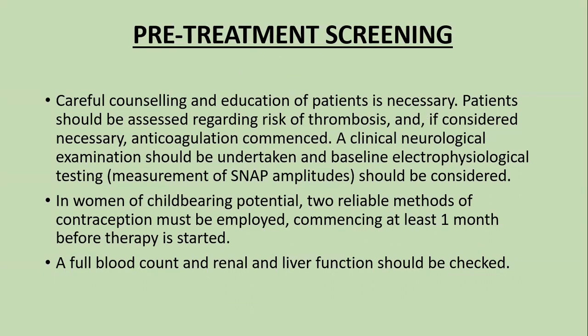Pre-treatment screening. Careful counseling and education of the patient is necessary. Patients should be assessed for risk of thrombosis, and if considered necessary, anticoagulant should be given. A clinical neurological examination should be undertaken, and baseline electrophysiological testing, SNAP, should be considered. In women of childbearing potential, 2 reliable methods of contraception must be employed, commencing at least 1 month before the therapy is started. Full blood count, renal and liver function should be checked.